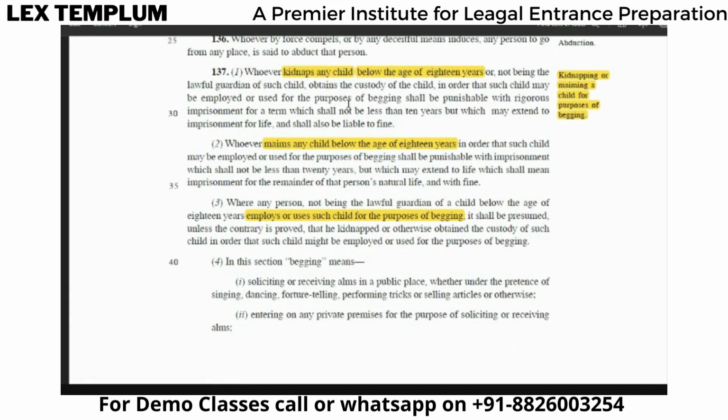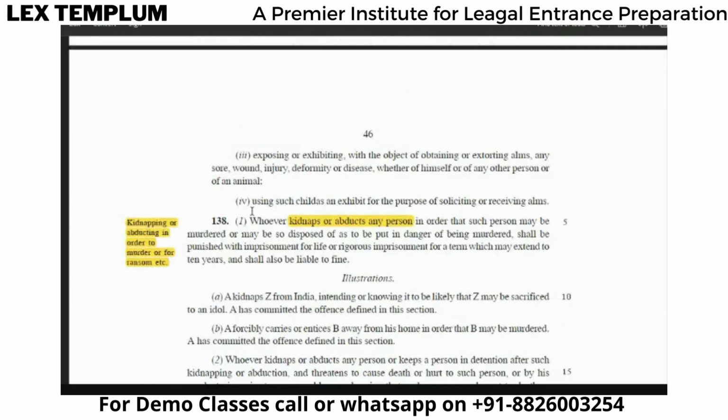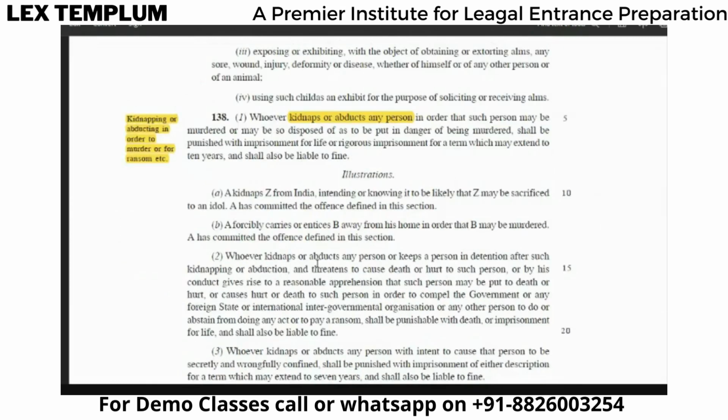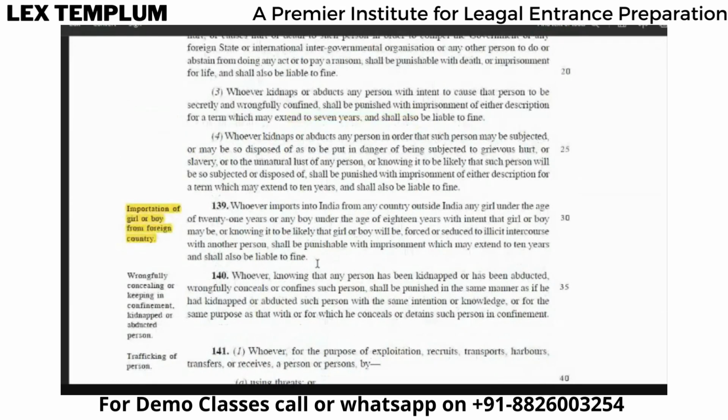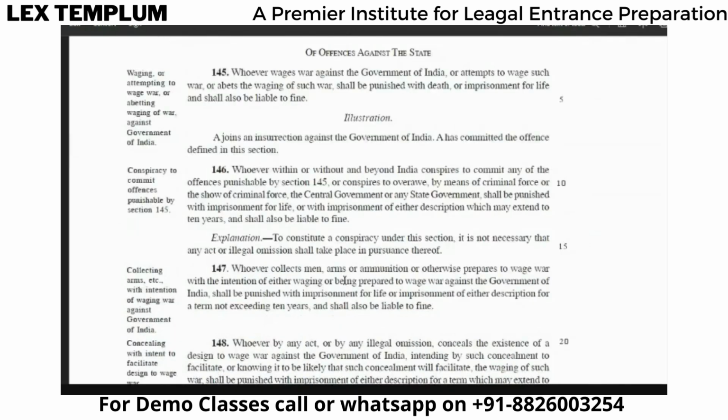So a child below 18 years, how he or she can be employed for the purpose of begging: either you kidnap them, or maim them, or you employ them by giving remuneration in return and engage them in begging. Kidnapping for ransom was probably this. Importation of girl or boy from foreign country. You can leave this. They won't ask you such detail.